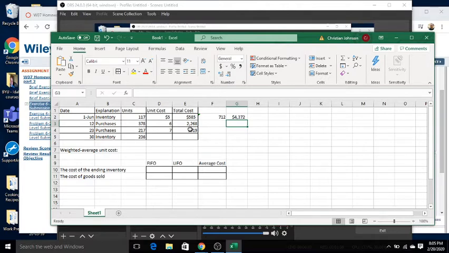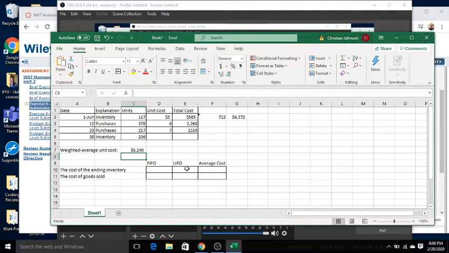And now what we do is divide the total cost by the total units. So over here it is 4,372 divided by 712. The answer is 6.140. That's the first part of this problem.